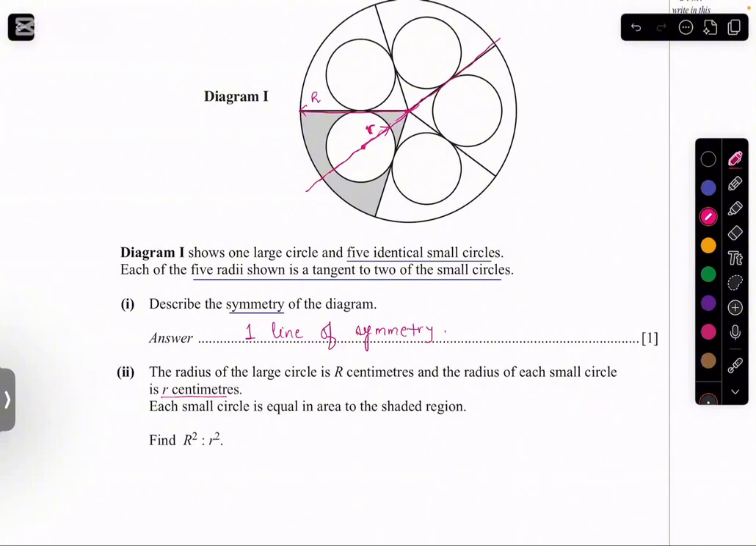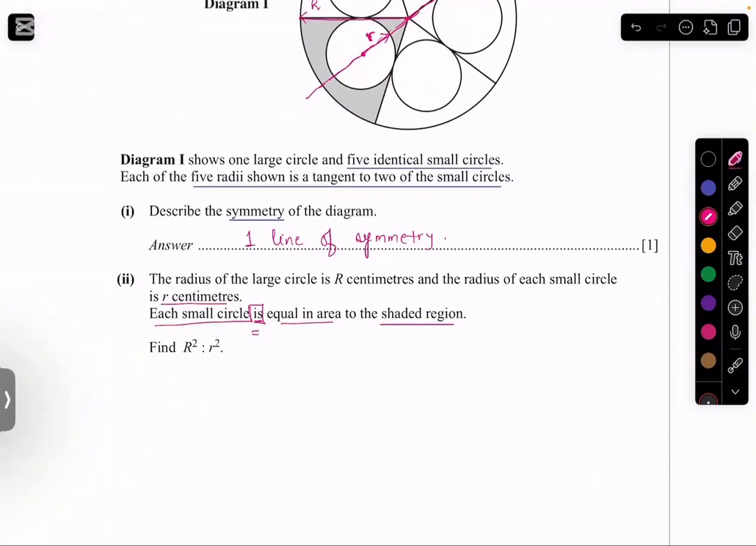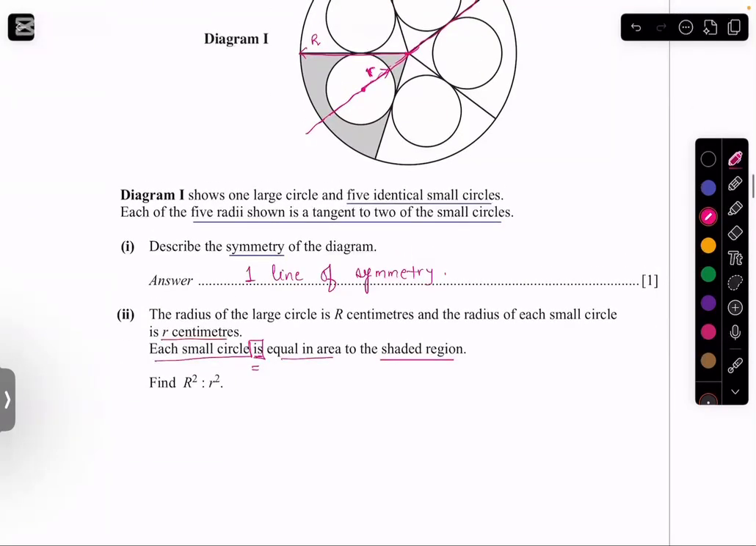Now, this is again an important thing to underline. It says each small circle is, mathematically, equal in area to the shaded region, right? So each small circle is equal in area. So they're talking about the area of the small circle. Let's start writing down the information that is given to us. Each small circle is equal in area. So the area of the small circle is equal to the area of the shaded region, right?